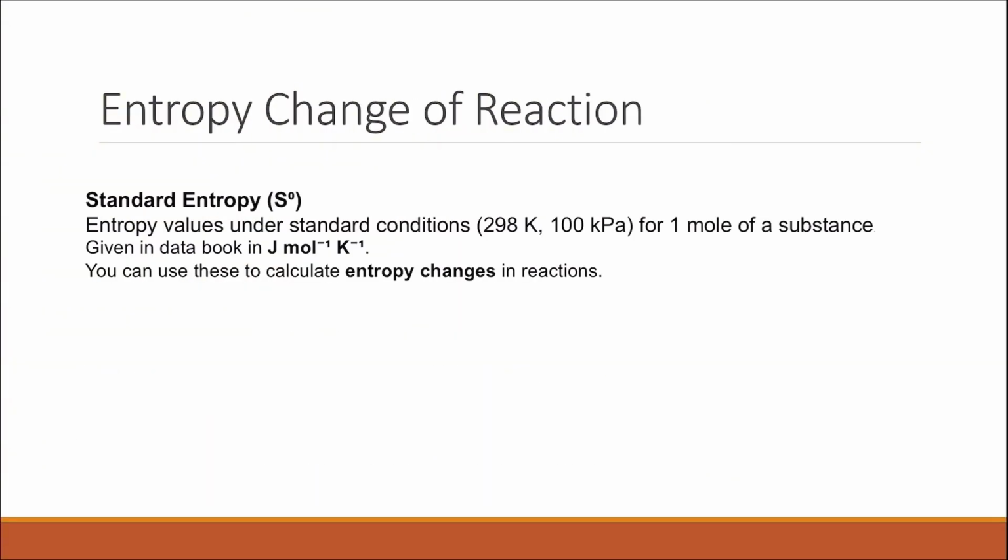Entropy change of a reaction. To calculate the entropy change for a certain reaction, we need to use the standard entropy. Each substance has a standard entropy at the standard conditions, which are 298 Kelvin as usual and 100 kilopascals. The standard entropy is the entropy value under the standard conditions for 1 mole of a substance. The value is given in the data book, and it's in joules this time, not kilojoules, per mole per Kelvin. You can use these to calculate the entropy change in a reaction.